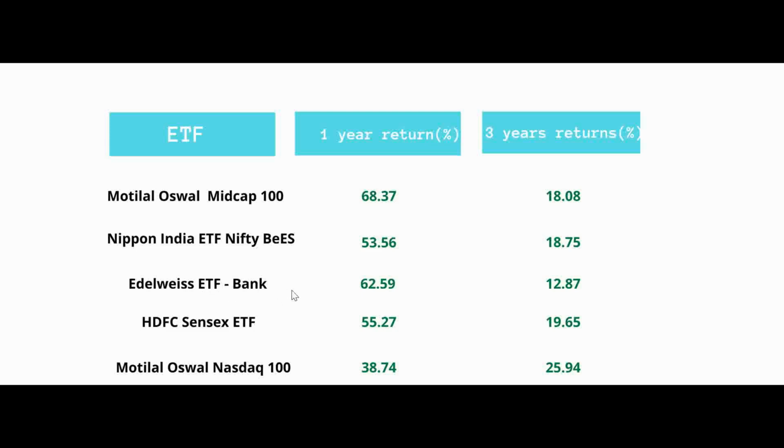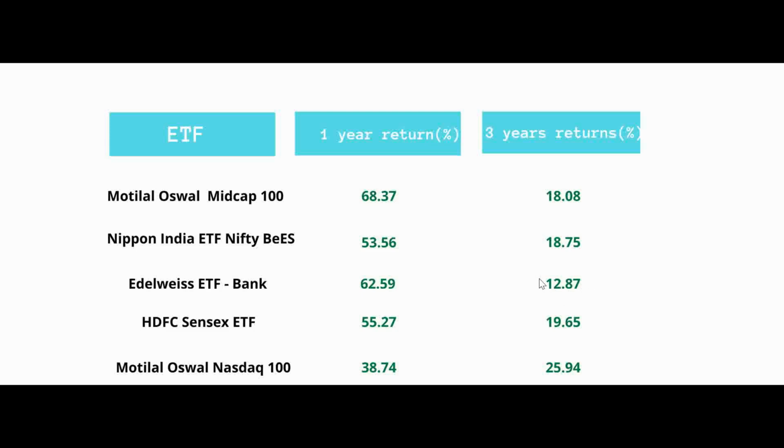Bank ETF has given 62% in the last 1 year, whereas around 13% in the last 3 years. This is comparatively low, though 13% is a very good return. But then why we have selected this ETF is because of the scope banks have to perform in the future. There is a lot of scope for banks to perform. So that's the reason we have selected this ETF.